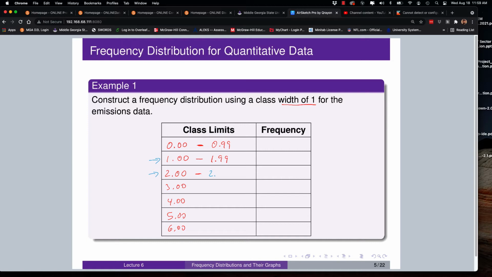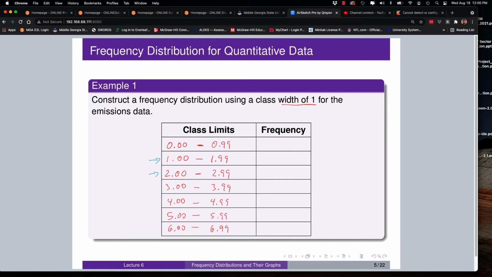Now, keep the same color here. And we just keep going down the line. I bet you can guess this one's going to be 3.99, 4.99, 5.99, and 6.99. This should probably go without saying, even though it was in the rules.